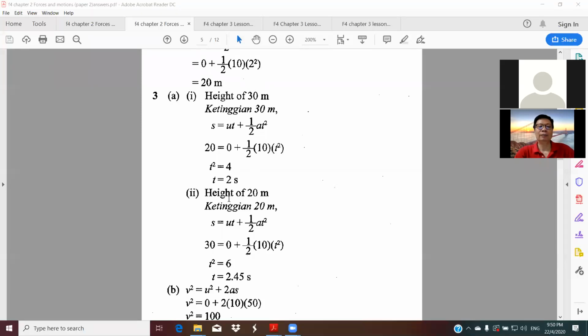Okay. When it reaches a height of 20 meters, 20 meters means it has already dropped 30 meters. So S is 30. When it reaches 20 meter height, it comes from the bottom, right? So on top means it has dropped by 30 meters already. So here S is 30, U is 0, A is 10. Find the T.